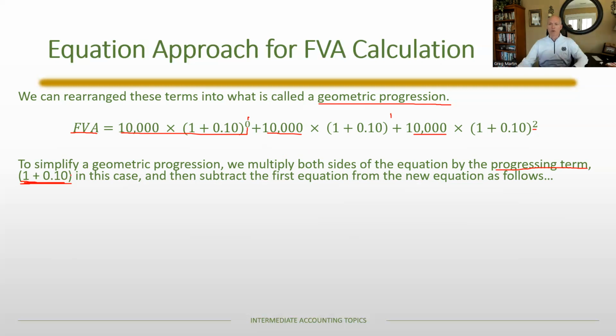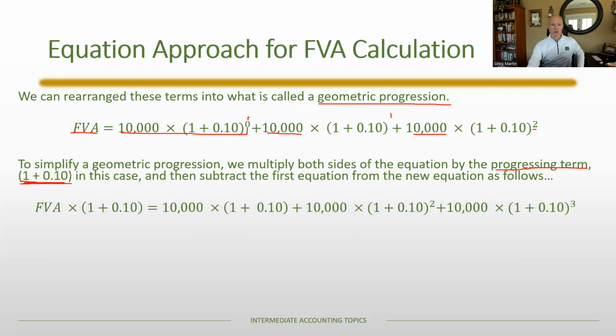It's still equal. But now we have this interesting situation where on the left-hand side, we have 1 plus 0.1. And now instead of being 0, 1, 2, we have 1, 2, 3. So now we have this progression. Instead of being 0, 1, 2, the progression is 1, 2, 3. And then what we do from there is we subtract the first equation from the new equation.